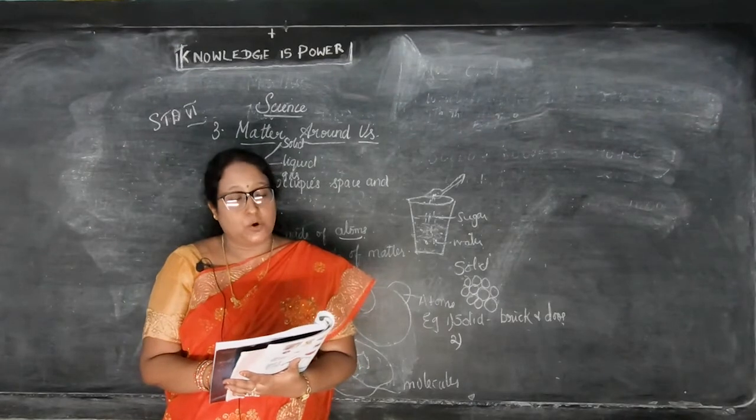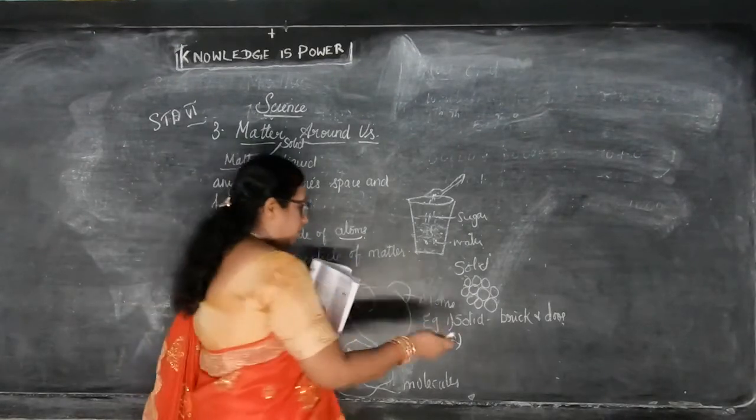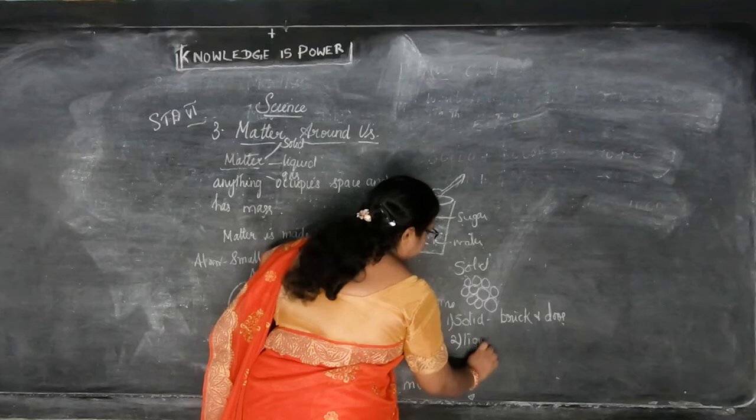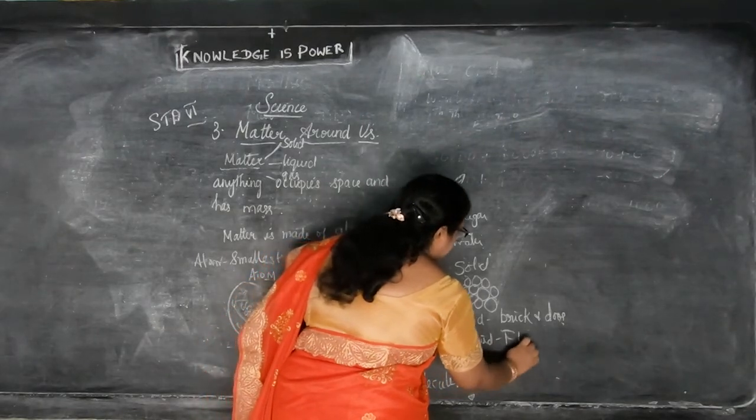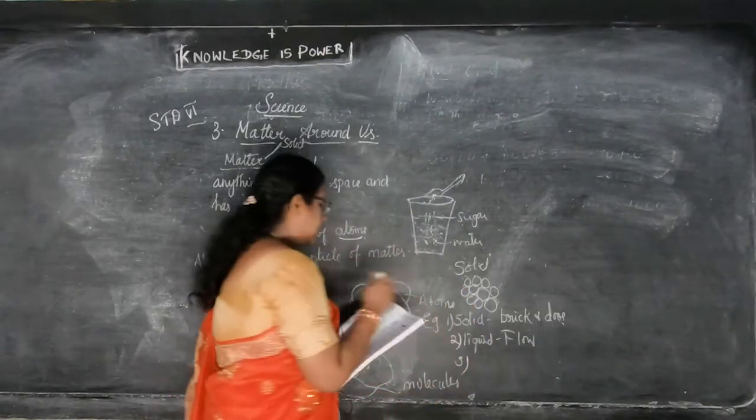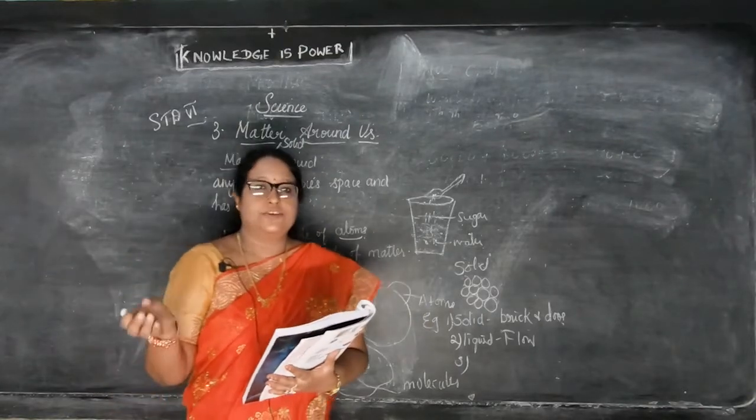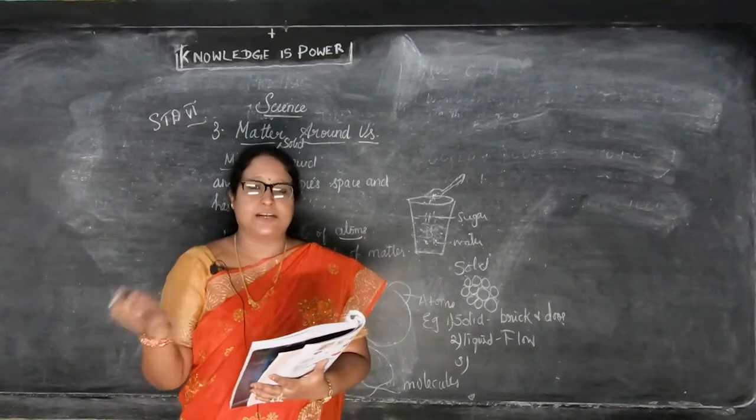And things that flow come under liquids. For example, water and river are all flowing, so these come under liquids.